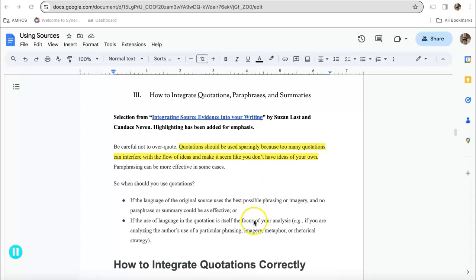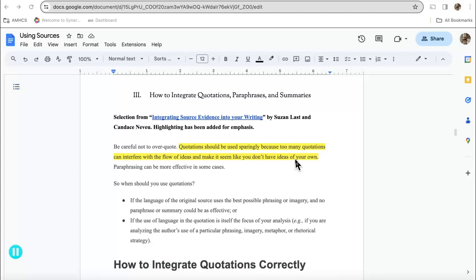So this material is drawn from Integrating Source Evidence into Your Writing by Susan Lass and Candice Naveau. I've added highlighting here for emphasis. And I'm going to go over this just very quickly with you. This document is available to you on Classroom, so I would like you to take some time on your own and read it over more carefully.